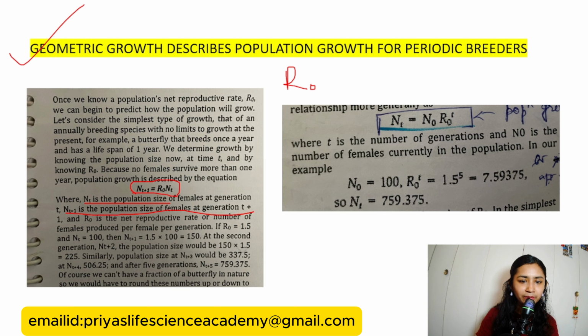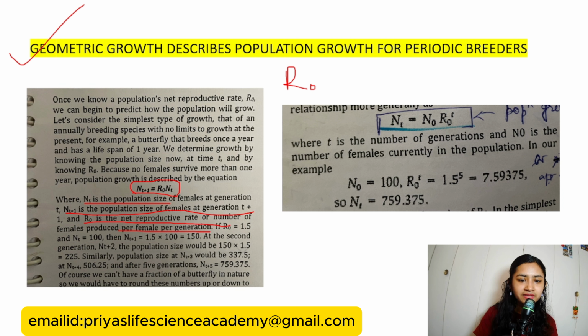You know that N(t) is the population size at generation t, and N(t+1) is the population size at the next generation. And R0 is the net reproductive rate, or the number of females produced per female per generation.